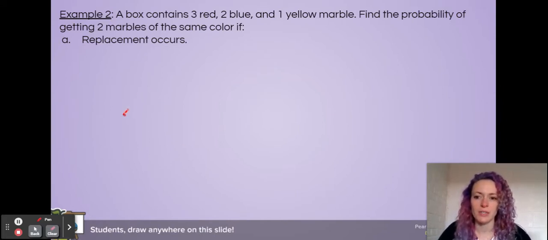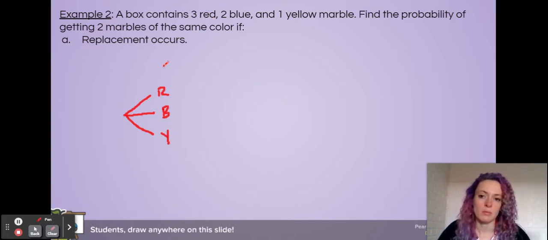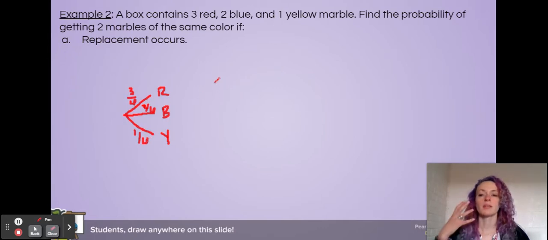First, I have 3 different possibilities this time. I have a red, a blue, and a yellow. I have a total of 6 marbles, so that means the probability of getting a red is 3/6, or 1/2 is fine. Probability of getting a blue marble is 2/6, and the probability of getting a yellow marble is 1/6. And since replacement's occurring, that second draw will be the exact same probabilities.